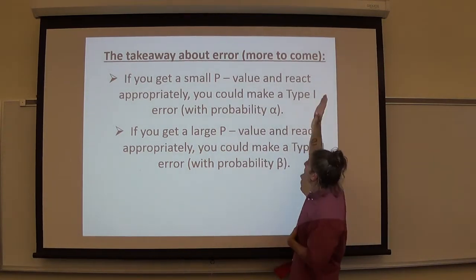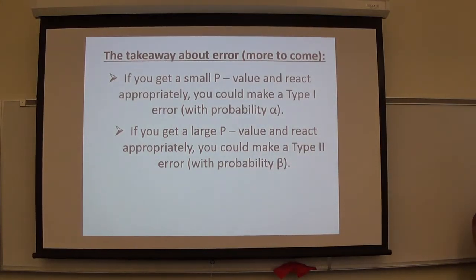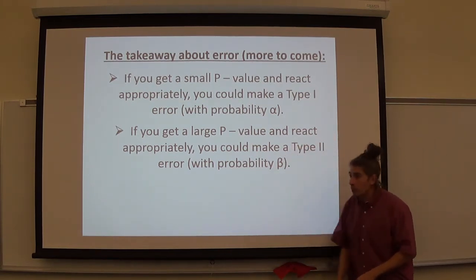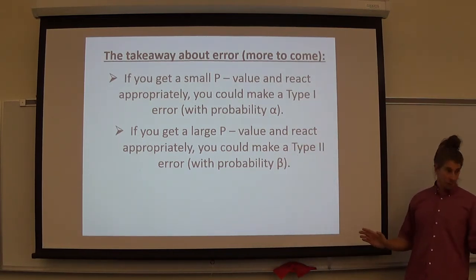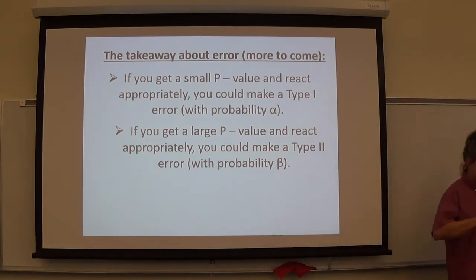Getting a small p-value and reacting appropriately, that is always a positive test result. Something changed. Just realize you might be wrong with a false positive, and the probability we're going to set at alpha, usually 5%. Usually. A large p-value and reacting appropriately, nothing changed. Negative test result. You could make a type 2 error. That one's the tricky one. That's the one we have to analyze carefully because it's more difficult to micromanage that number.